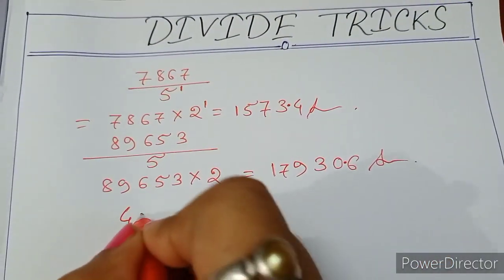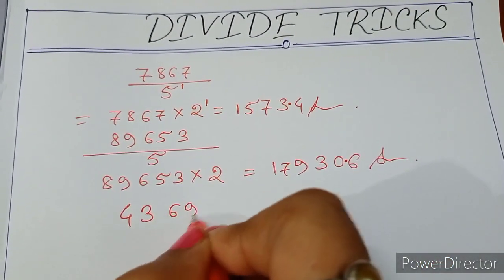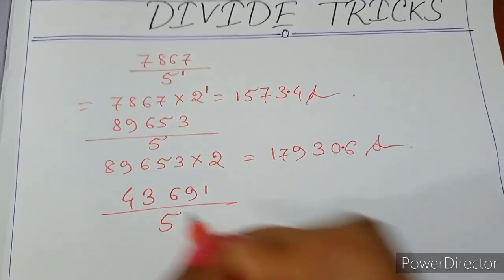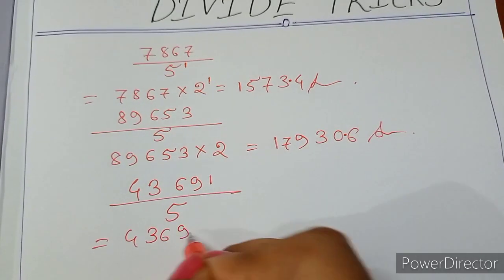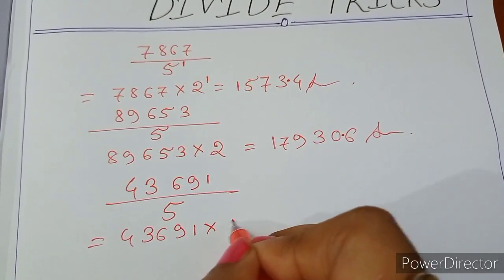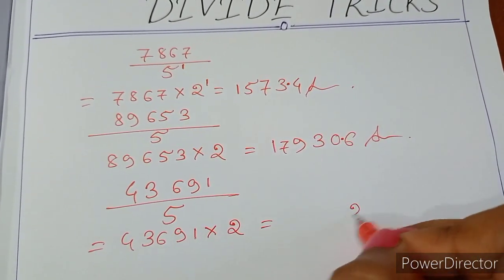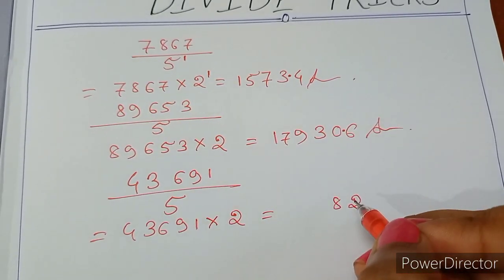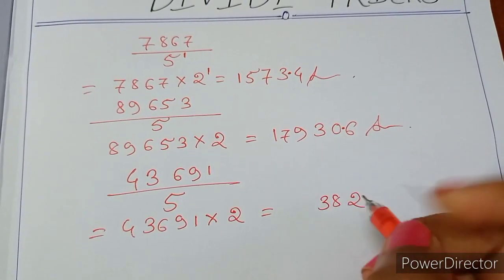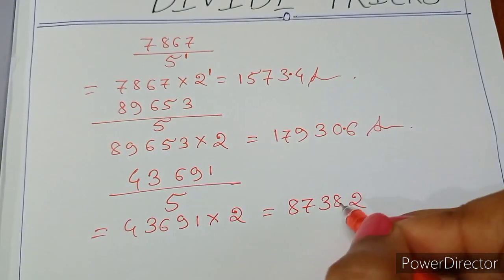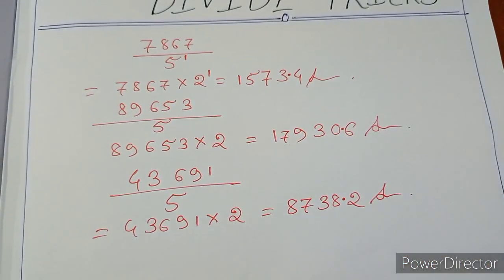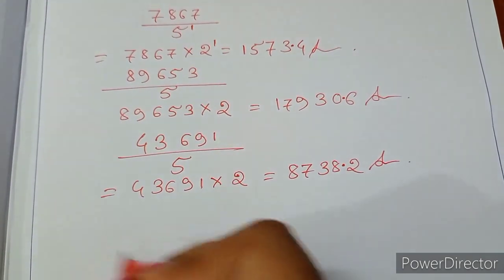Next, 43691 by 5. 43691 into 2. 2, 9 twos are 18, 8, 1; 6 twos are 12, 1 is 13, 3, 1; 3 twos are 6, 1 is 7; 4 twos are 8. This is the answer. Now we multiply.